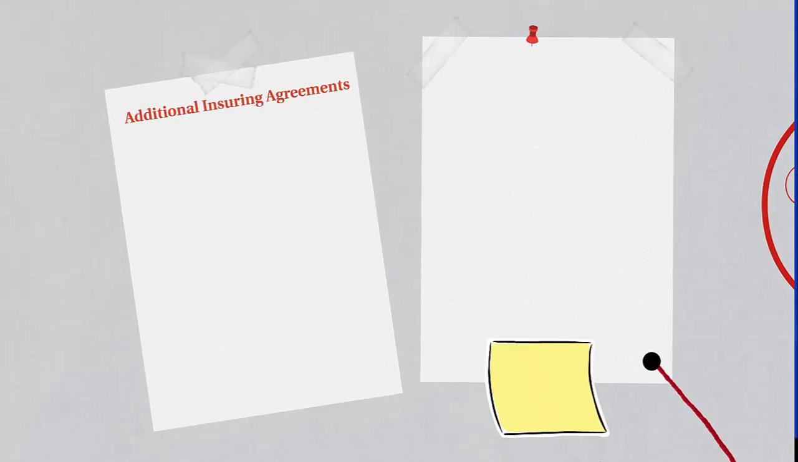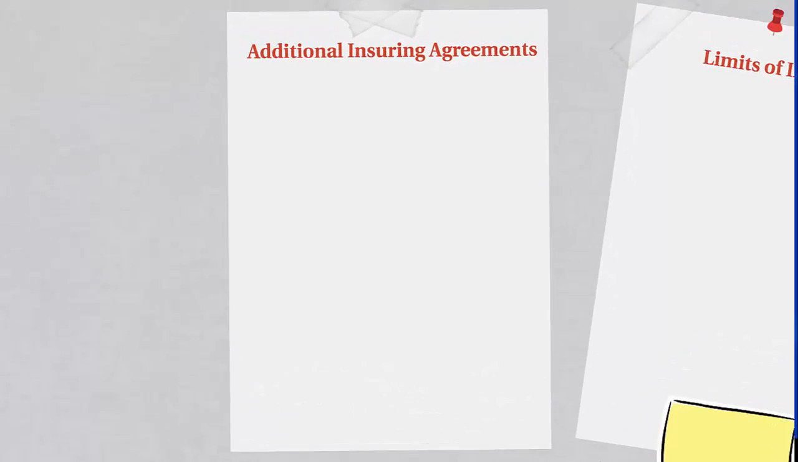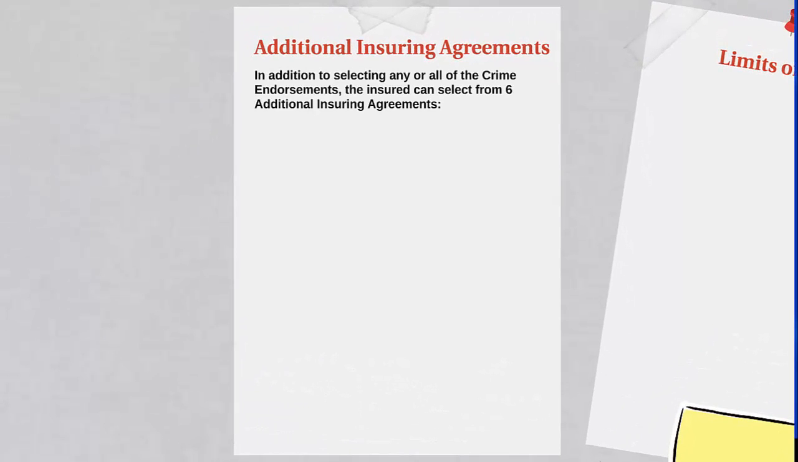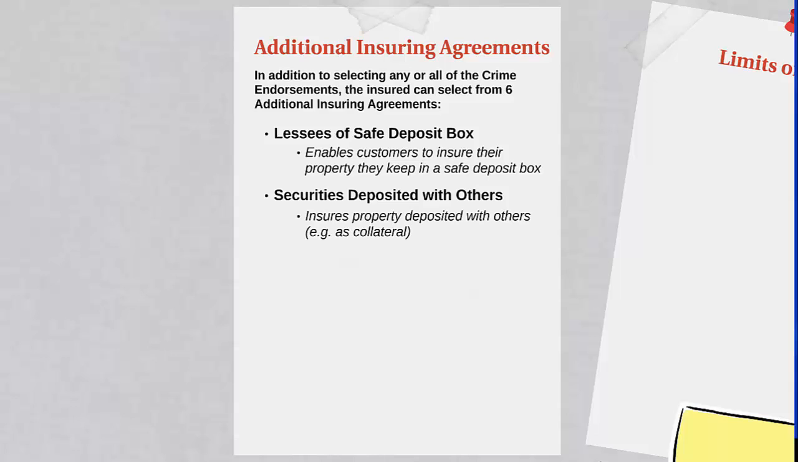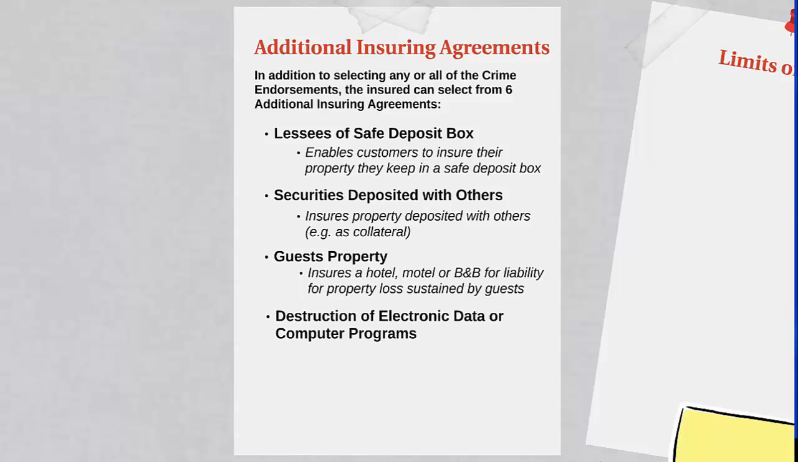Now let's look at additional insuring agreements and limits of insurance. In addition to selecting any or all of the 8 crime endorsements, the insured can select from 6 additional insuring agreements. Lessees of safe deposit box, which enables customers to insure their property they keep in a safe deposit box. Securities deposited with others. This insures property deposited with others. A common example would be collateral. Guests' property. This would be good for hotels and motels and bed and breakfast for liability for property loss that is sustained by their guests.